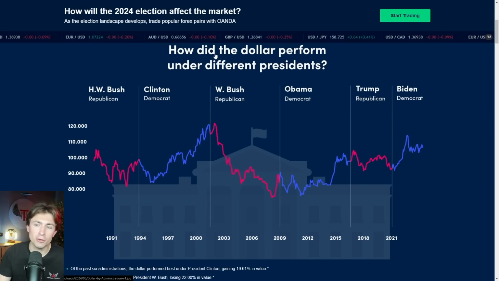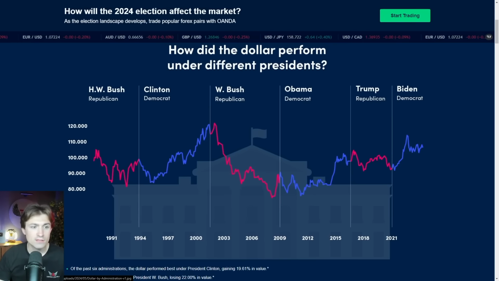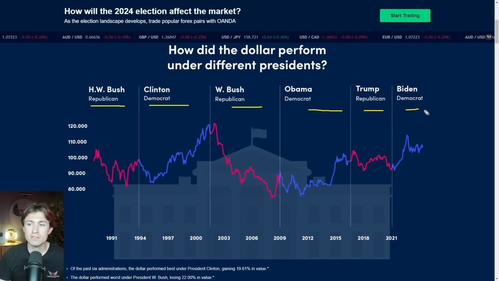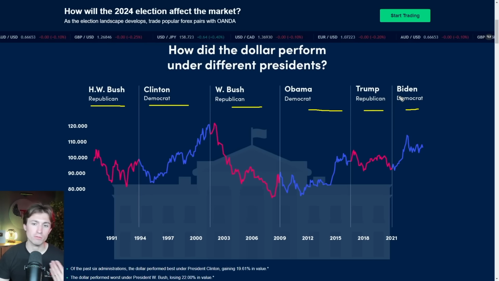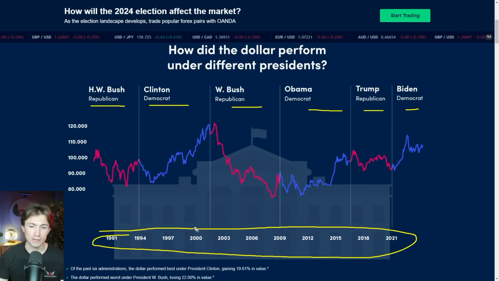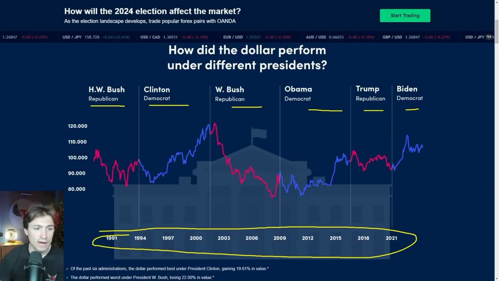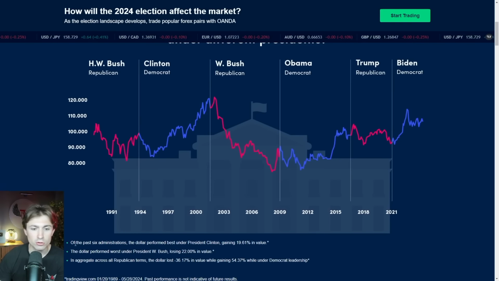So we have the dollar and how it performed under different presidents. You can see OANDA's team here has put together different segmented windows of time where we've had different presidents, and we've crossed the US dollar's performance against those different years. You can see the years down at the bottom here. So we have the chart in front of us, but we've also got some conclusions off of the data here as well.